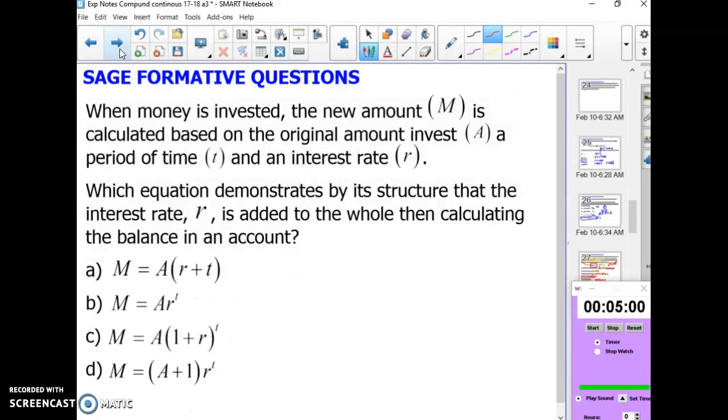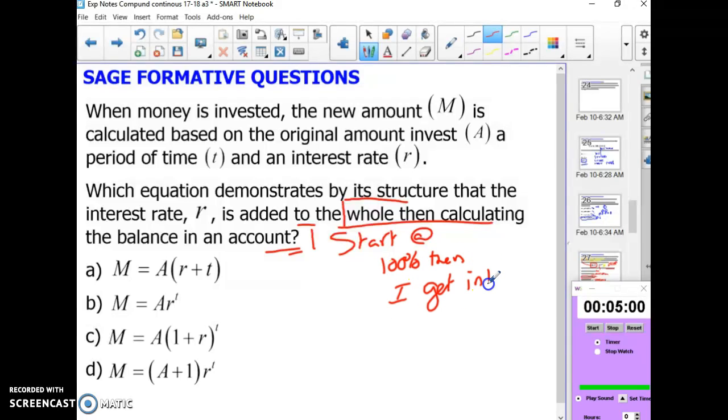Our next one, when money is invested, the new amount M is calculated based on the original amount invested A over a period of time T and an interest rate. Which equation demonstrates by its structure that the interest rate R is added to the whole when calculating the balance in the account? So added to the whole. Added to the whole means I start at 100%, then I get interest.